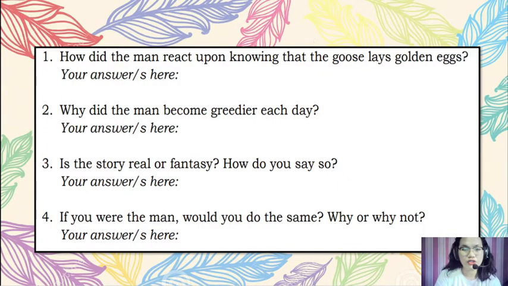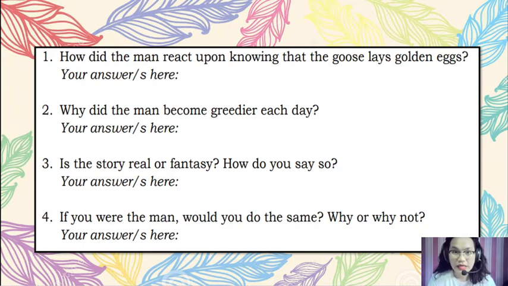The first question is, how did the man react upon knowing that the goose laid golden eggs? Or, how did the man respond when he knew that the goose lays golden eggs? Does he become humble, or did it make a way for him to become greedier? Comment down below if you want to answer.